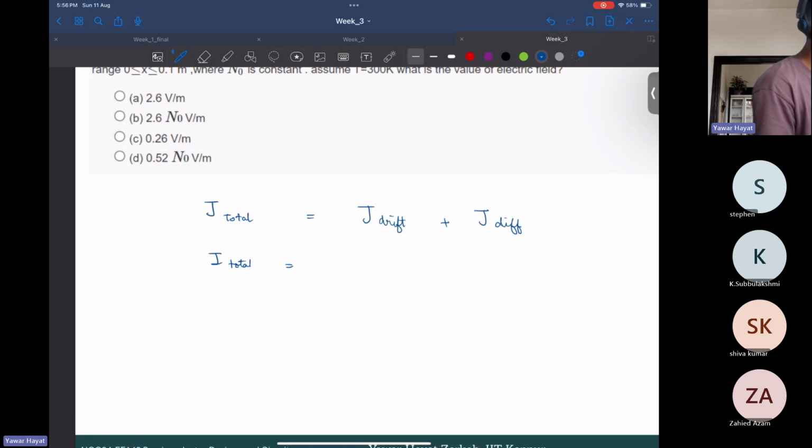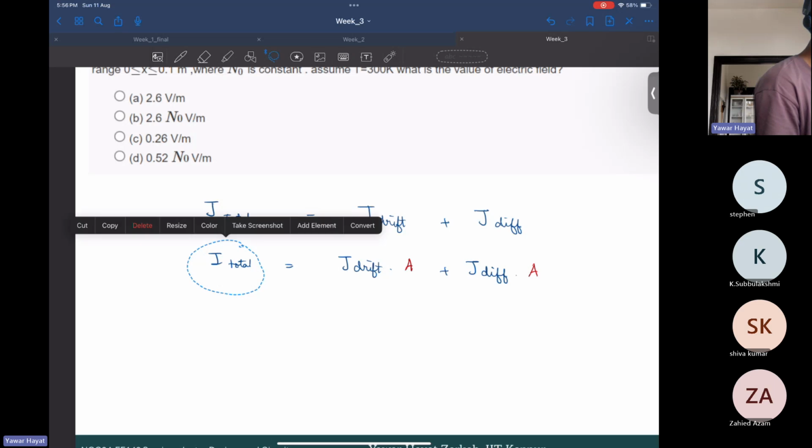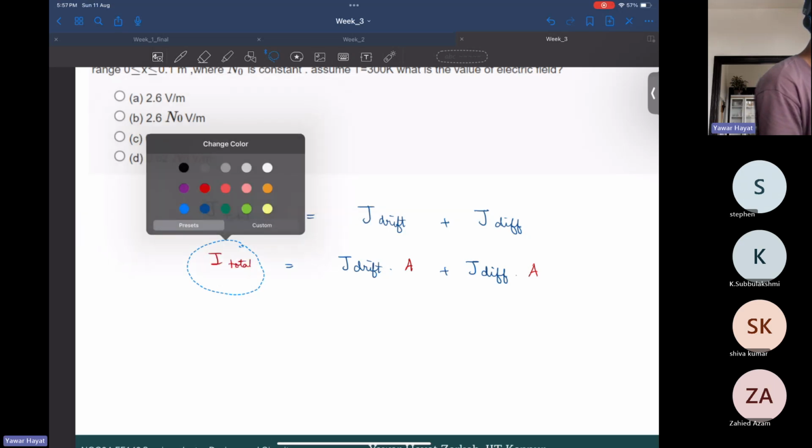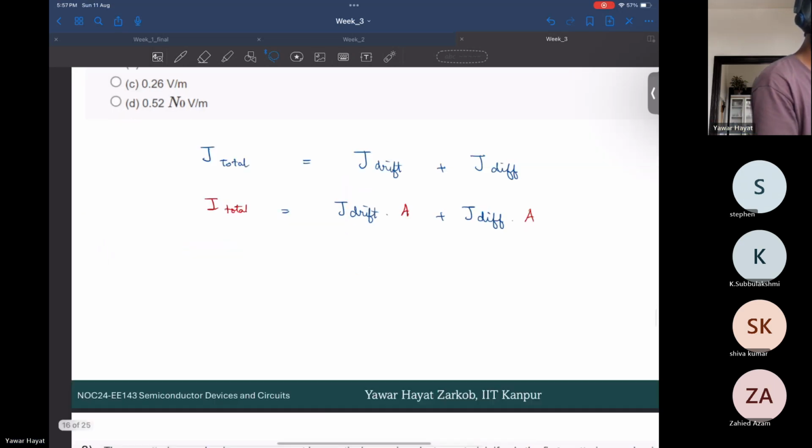Or what I could say is I wrote this J total as I total by A and then took A on the other side. So this would be J drift times this area A plus J diffusion times this area A. So that's how you would understand it.